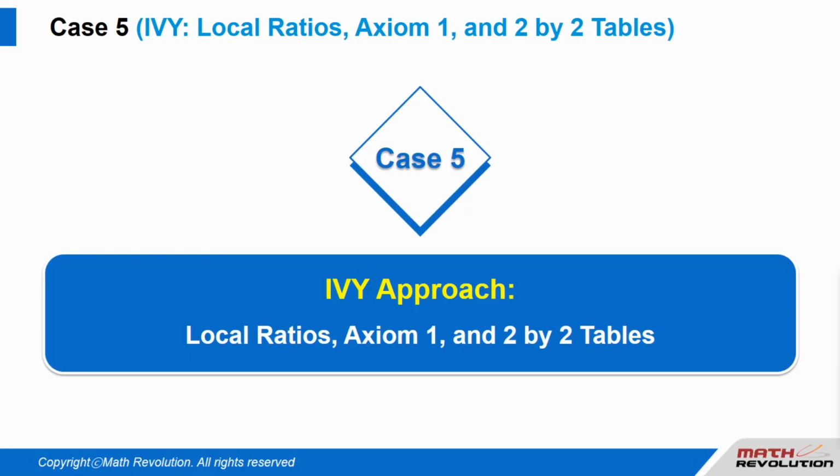Case 5, Ivy approach, local ratios, Axiom 1, and 2x2 tables. The Ivy approach is created by our Math Revolution team and contains lots of tips and techniques to solve PS problems easily with speed and accuracy. Since we provide various samples of solving PS problems using the Ivy approach in this lesson, if you want to learn more details about local ratio, Axiom 1, and 2x2 tables, you can always refer to our Ivy approach lesson provided in our regular online program. I'm sure you'll be amazed by our Ivy approach.